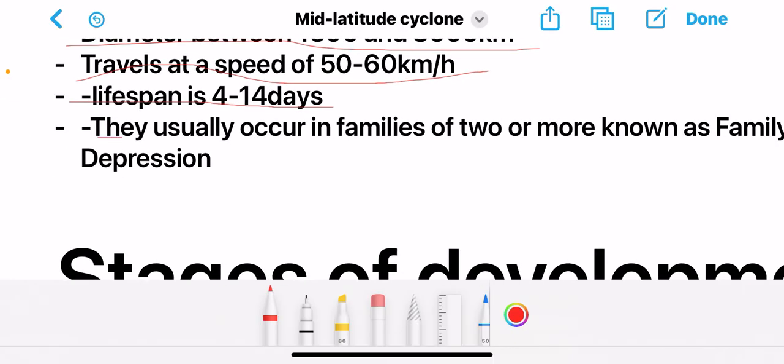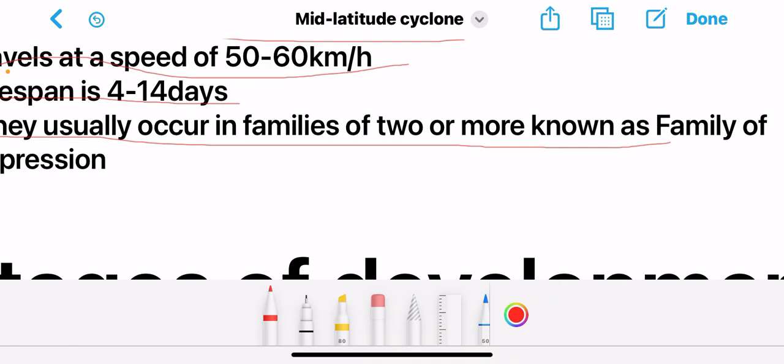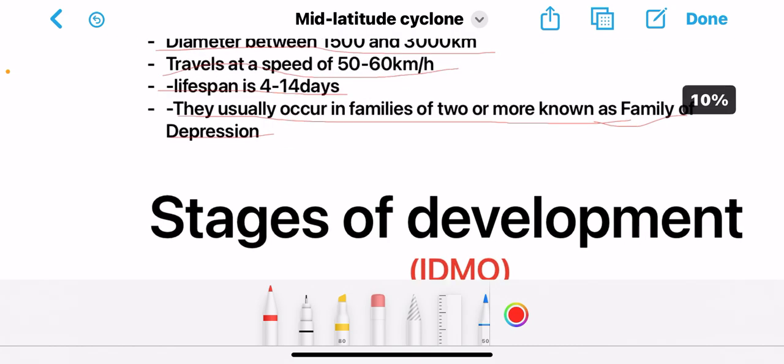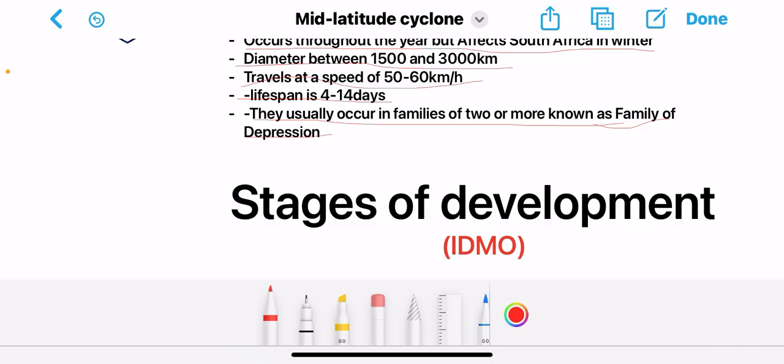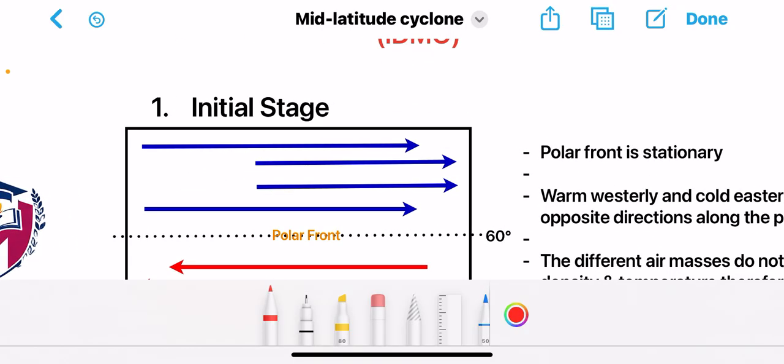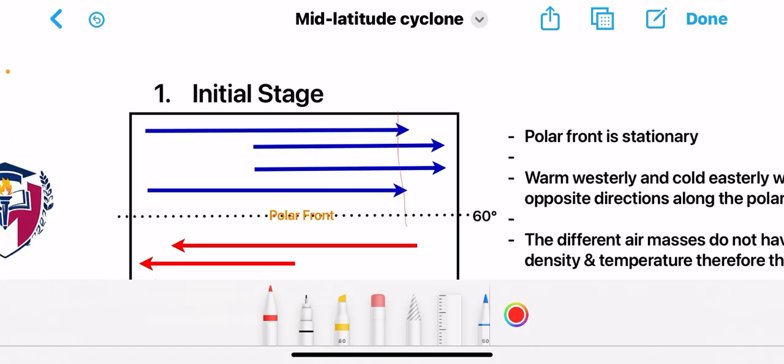Now, another characteristic is that they usually occur in families of 2 or more, known as a family of depressions. Now, they'll ask you in a multiple choice question or a matching type question, what is a family of cyclones known as? What do we call a family of cyclones? Then you'll have to pick where you see family of depression or wherever you see depression. Okay? Now, let us move to the stages of development. This is where it is very interesting and you need to know.